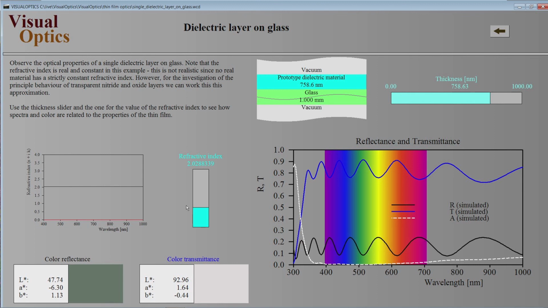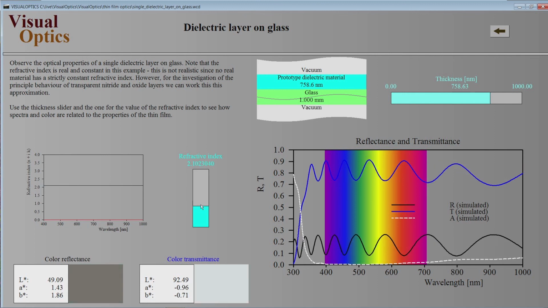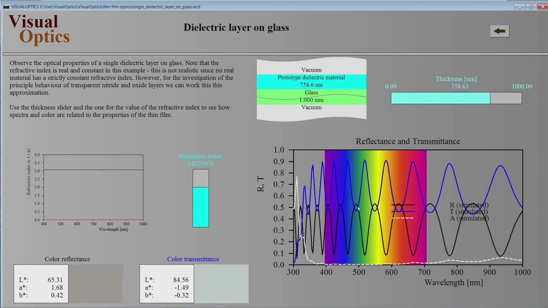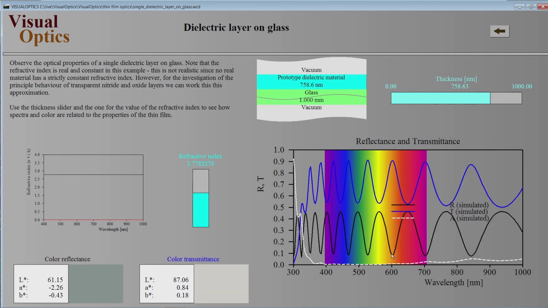If we increase the refractive index, let's go to titanium dioxide, then the maxima rise, but the minima still stay at 8%. This is still the glass level. So the height of the maxima tells you something about the refractive index of the dielectric layer, and the minimum here doesn't tell you anything about the dielectric layer, just about the substrate.